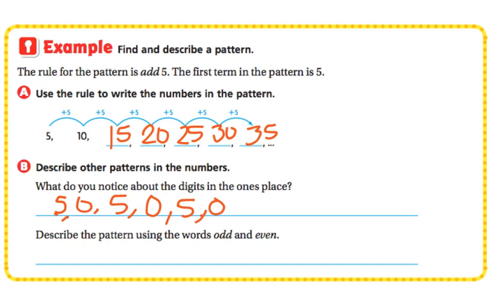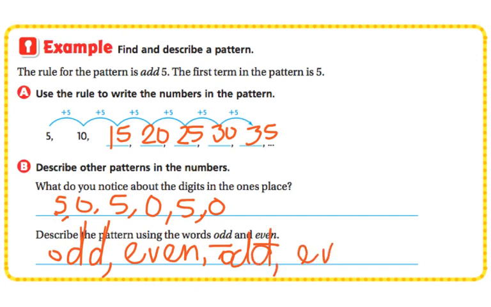Looking at the pattern 5, 10, 15, 20, 25, 30, 35, I can also notice that I'm skip counting by 5s. Okay? Now, I can describe the pattern using the words odd and even by saying it's odd, then even, then odd, then even, and so forth. So that's all we're doing today, is we're just talking about patterns that involve numbers.